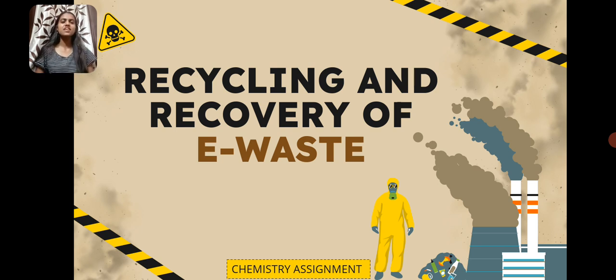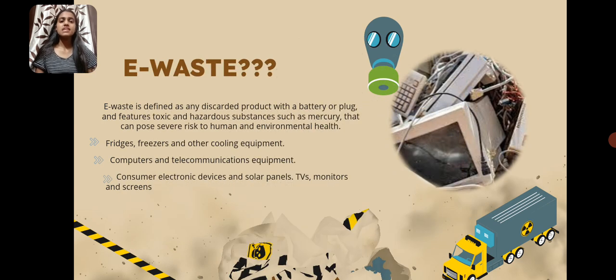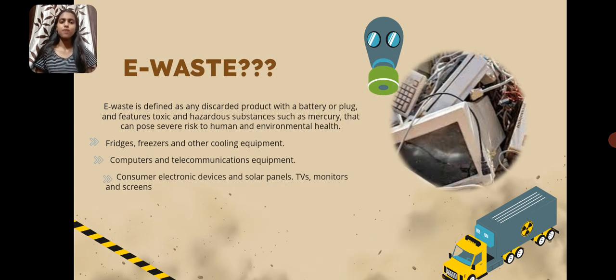Today, we are going to learn about recycling and recovery of e-waste. Firstly, what exactly is e-waste? E-waste is defined as any discarded product with a battery or plug and features toxic and hazardous substances such as mercury that can pose severe risk to human and environmental health. Fridges, freezers and other cooling equipments, computers and telecommunication equipments, consumer electronic devices and solar panels, TVs, monitors and screens. All these produce e-waste.